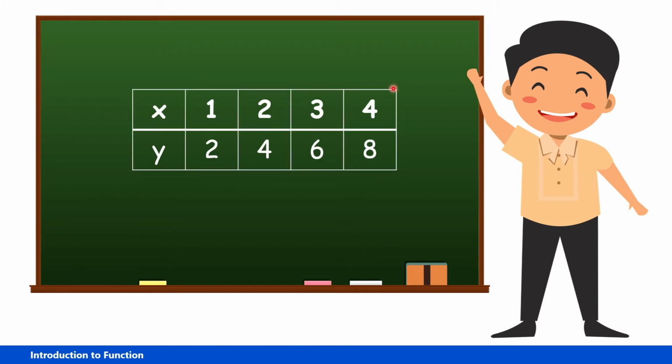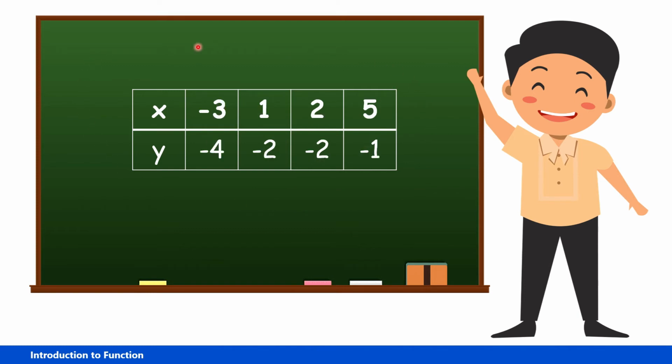How about from the given table of values? Which relation shows a function? So, i-analyze natin ang una nating table. So, meron tayong values of x and meron tayong values of y. So, kung i-analyze natin, yung values of x natin corresponds to exactly one value of y. So wala tayong umuulit na value ng x because we have 1, 2, 3, and 4 only. Therefore, the first table of values is a function.